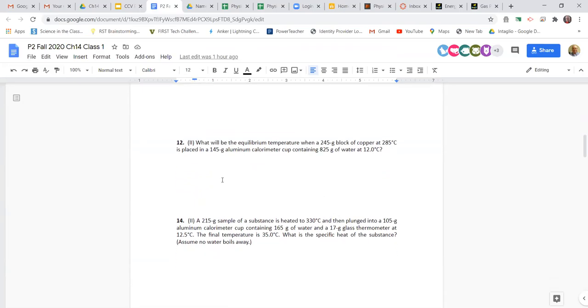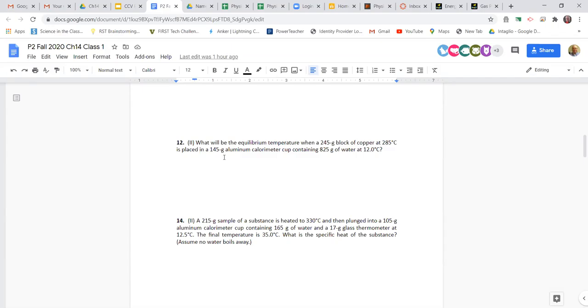Number 12. So this is going to take a little bit, but it's good to see the complexity of this. And so let's just kind of review this for a second. And if you want to jot down some key indicators, let's focus on this idea. So we're going to have hot material, copper. So 245 grams of it, but we'll go ahead and convert that into kilograms right off as we're jotting things down. And it's copper, and it starts off at 285 degrees Celsius.